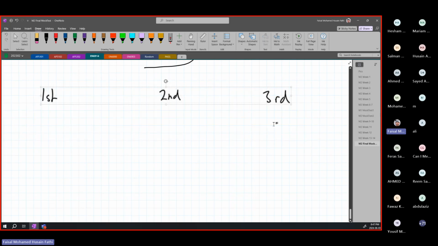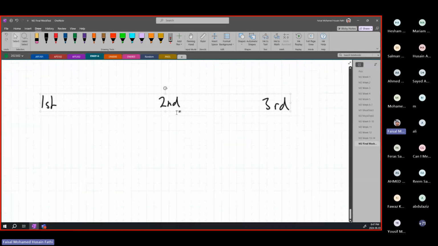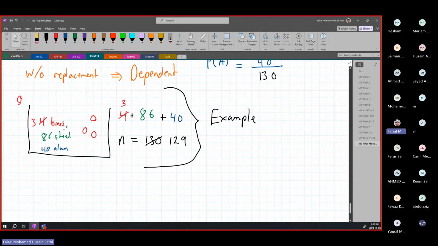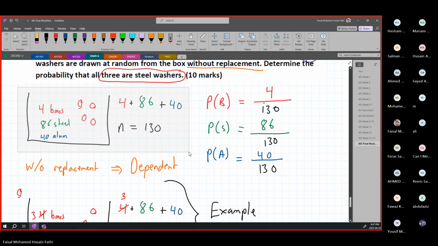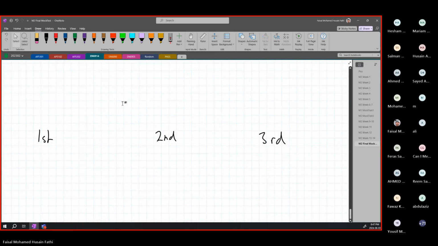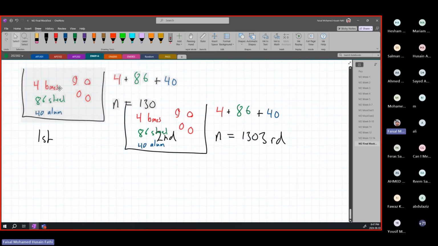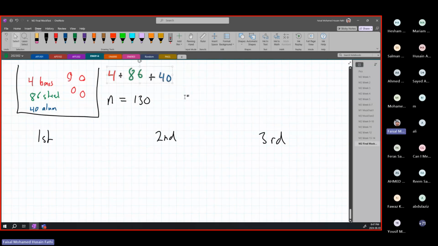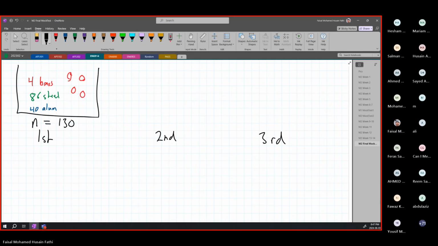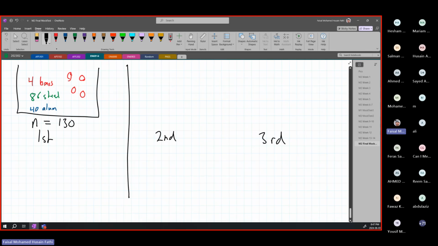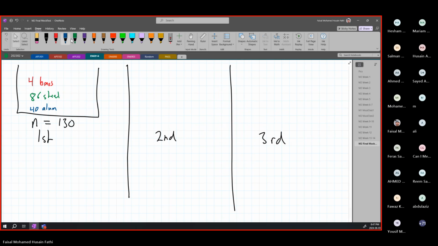Let me make some space, and let me take them a bit more down because I want to bring the picture and put it down here as well, so you can understand what's going on. I'm going to remove this, and our n, I'm going to keep it underneath over here. Then for our first choice, second choice, and third choice, remember that we want all of them to be steel washers. So you have obviously 86 steel washers.